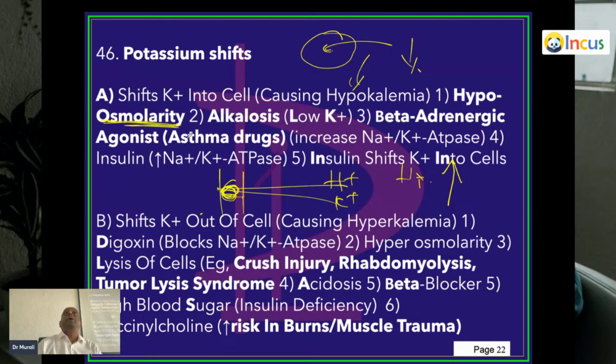Right? Then what leads to shift out of the cell? Opposite of this. Synonyms, antonyms. Acidosis leads to hyperkalemia. Right? Lack of insulin, insulin deficiency, will lead to hyperkalemia. Potassium is an intracellular ion. Anything that breaks the cell: tumor lysis syndrome, rhabdomyolysis.